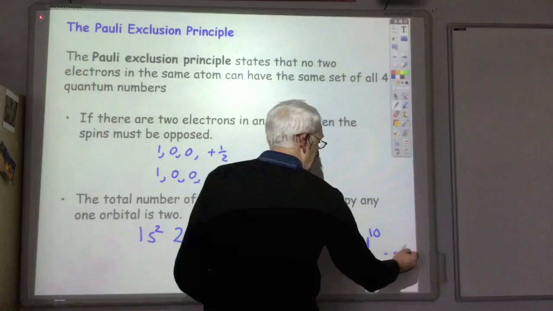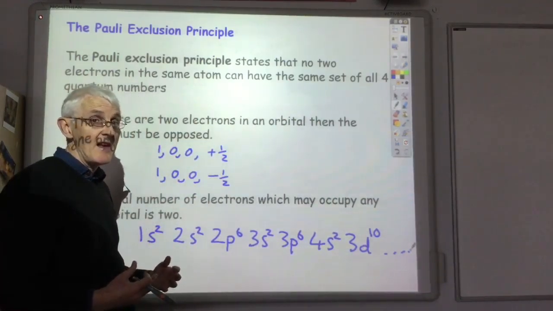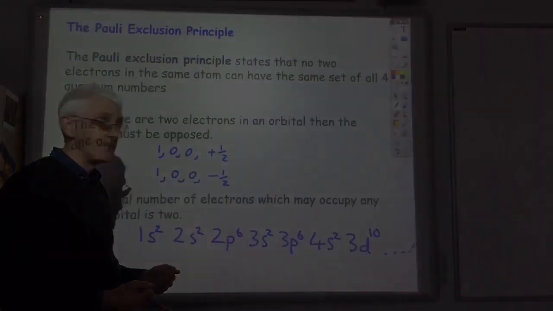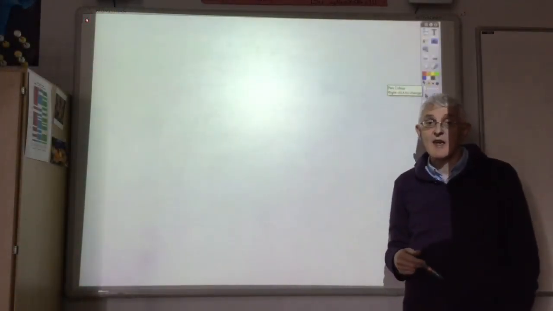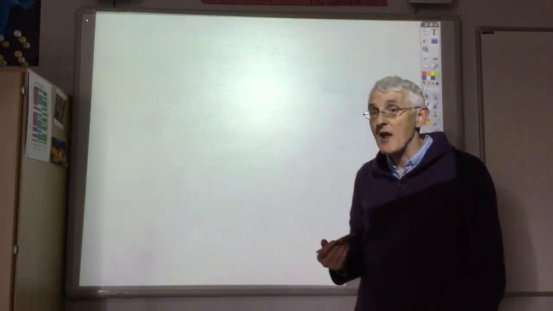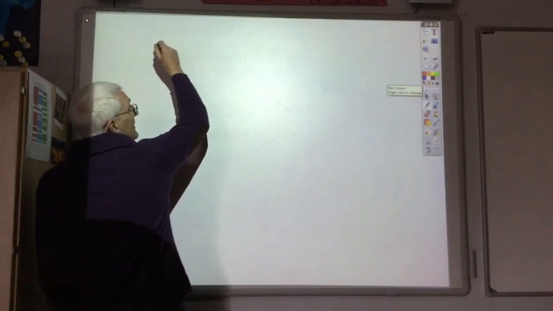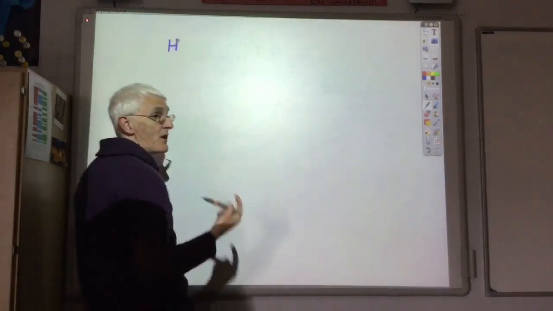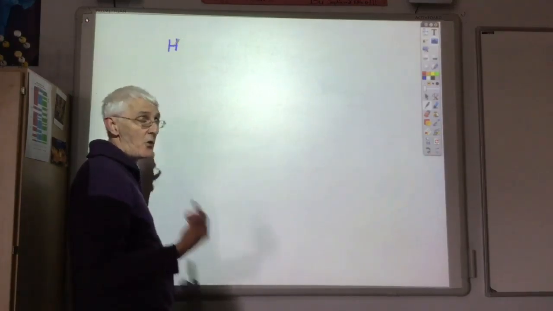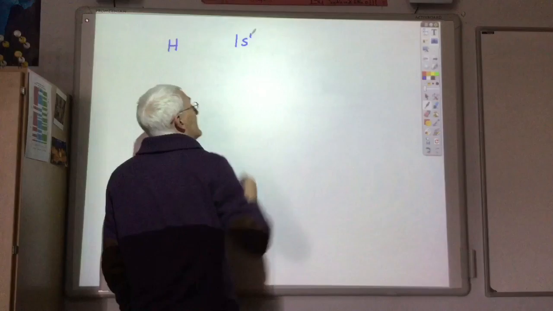And so on. If we get to an f orbital, being 7 of them, that can take up to 14. Okay, so let's look at the first few elements and see what the electron configuration is. Well, if we start off with the first element, hydrogen, so you've got 1 electron and it goes into the 1s orbital. So it's got electron arrangement of 1s1.